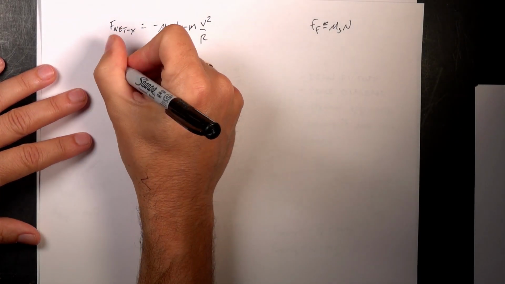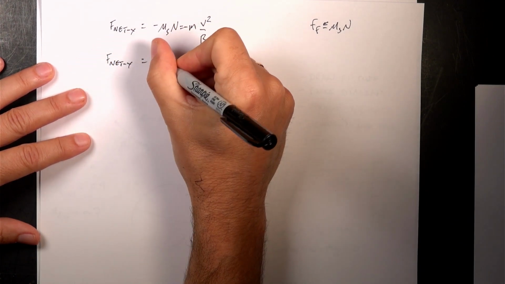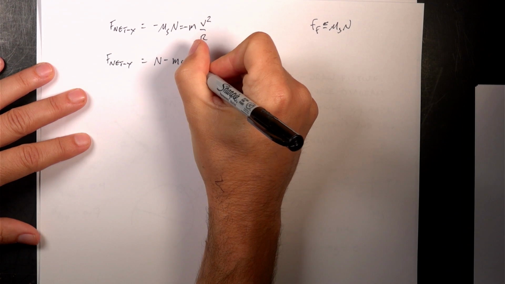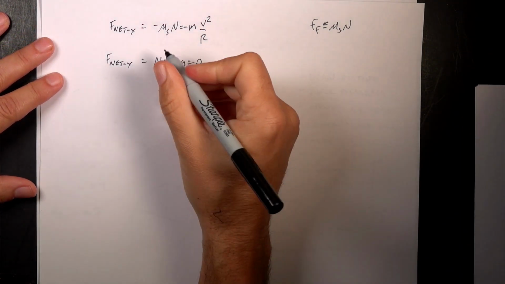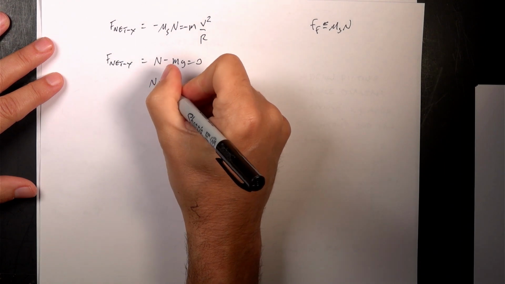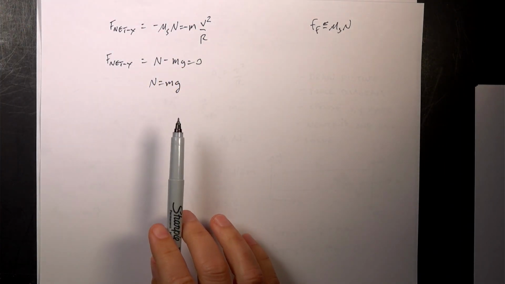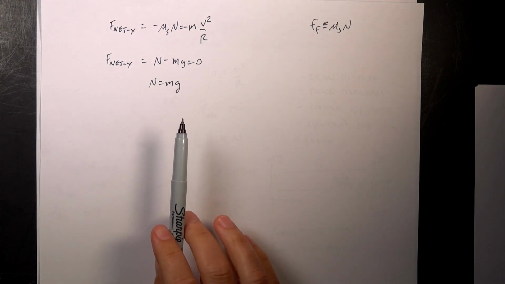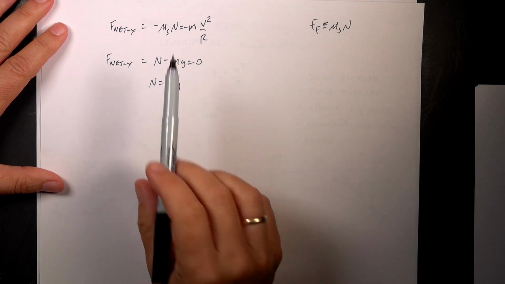Okay, now let's do the y direction, F net. Y, it's going to be n minus mg equals 0. That one's pretty easy. I'm going to go ahead and solve this for n. I'm going to add mg to both sides. N equals mg. Now be very careful. N equals mg is a result here, but that's not always the truth. Be very careful. Okay.